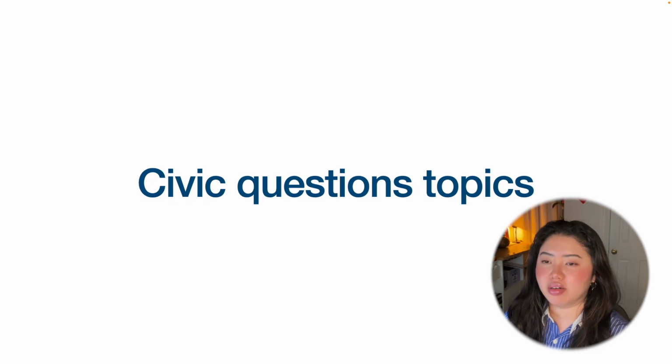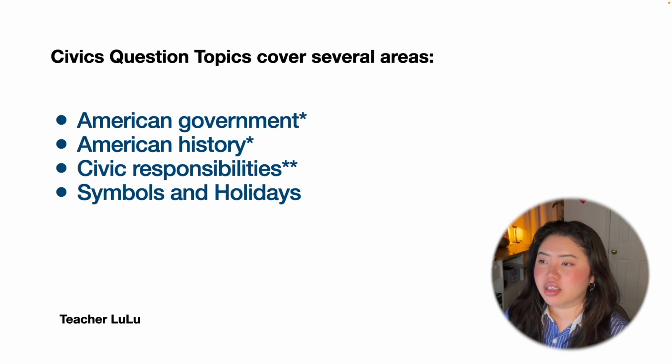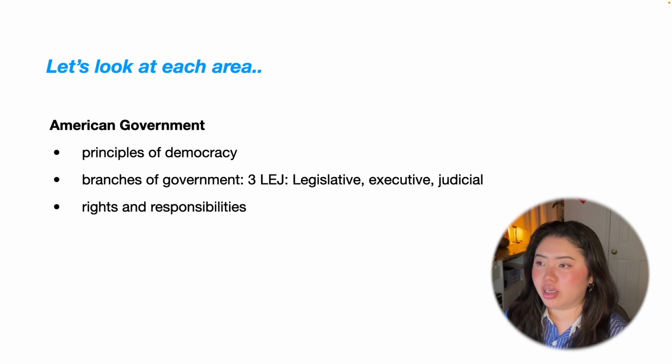I broke it down into several areas for you. So we have American government, American history, civic responsibilities, and symbols and holidays. These are the main 4 categories, and we're going to look at each one of these. So let's take a look at first the American government. American government is made of principles of democracy, branches of government like legislative, executive, and judicial, and rights and responsibilities.